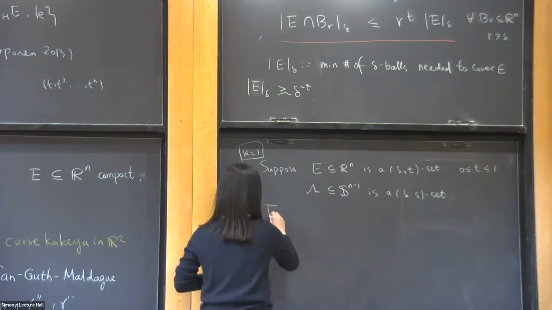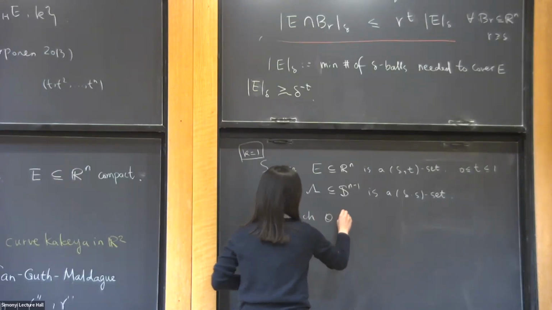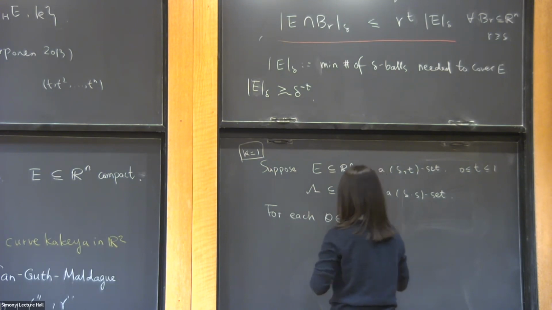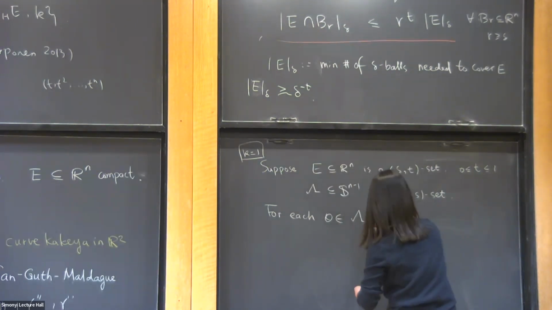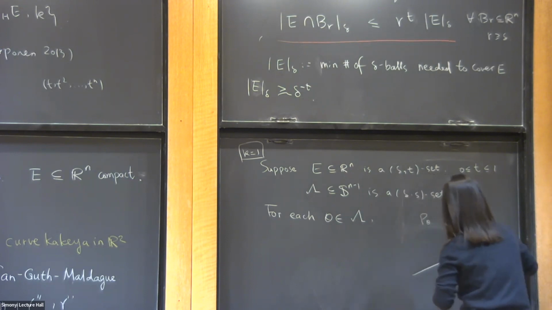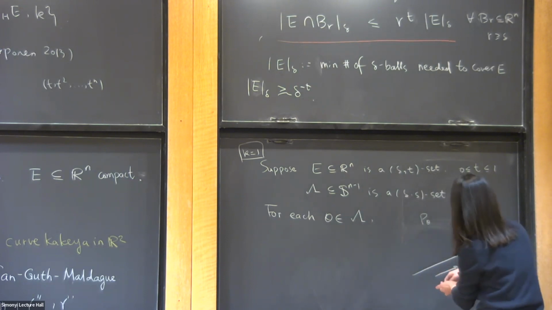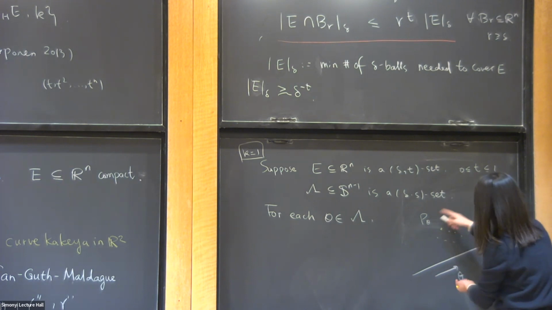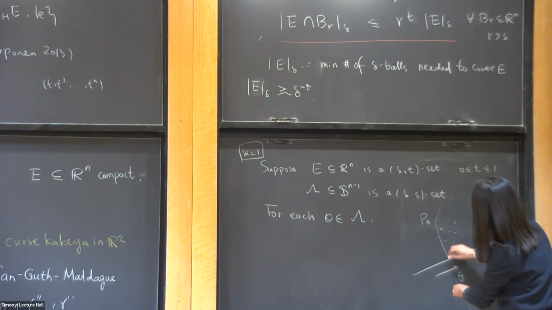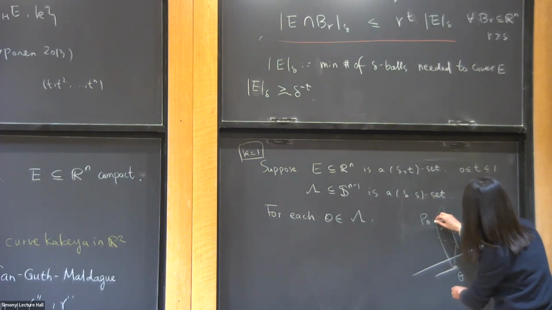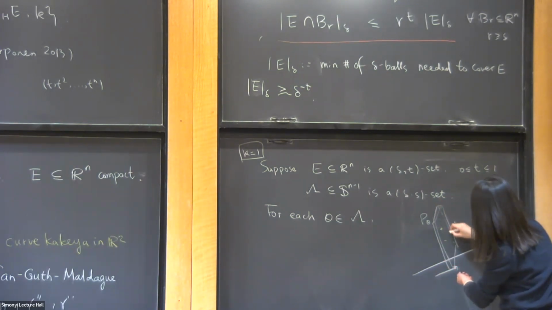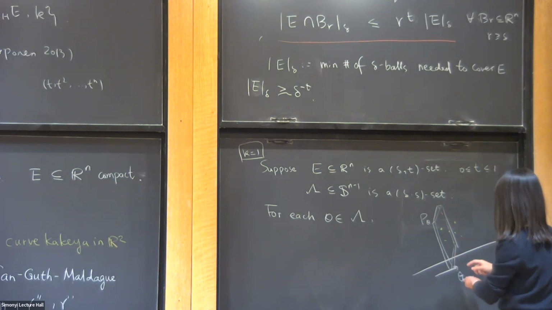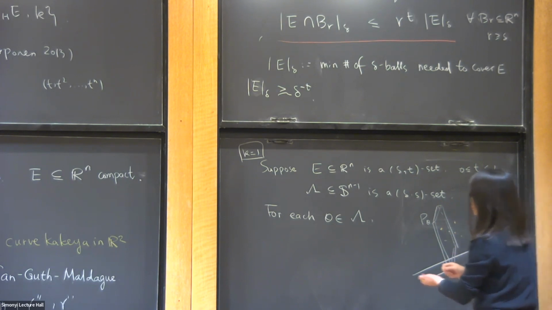And then for each theta in lambda, so p theta will map, let's say this direction is theta, then we have a set of delta balls, that's E. And so this p theta will map E to this line, and we consider those fibers. So each fiber will be like a delta neighborhood, because everything is at scale delta, a delta neighborhood of an n minus one plane, a hyperplane.